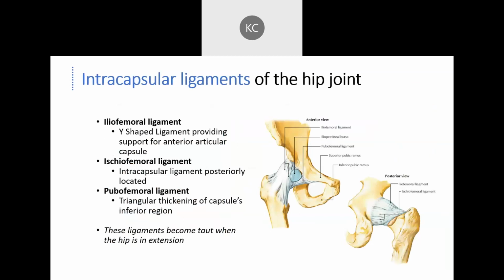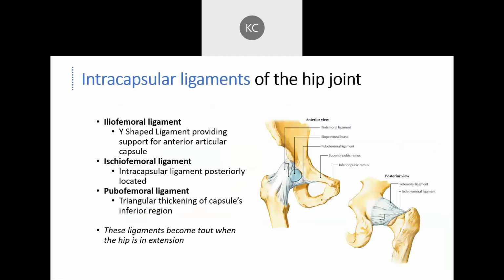So there's one called the iliofemoral, one called the ischiofemoral, and one called the pubofemoral. If you look at the first half of each of these names, so ilio, ischio, and pubo, these are referring to the names of the bones of the hip, right? So we have the ilium with the iliofemoral, we have the ischium with the ischiofemoral, and we have the pubo with the pubofemoral, all right?